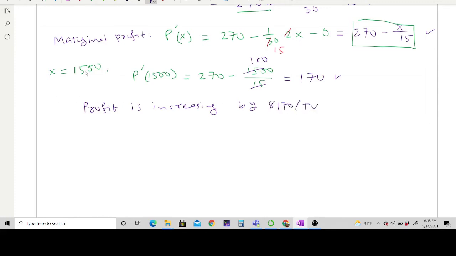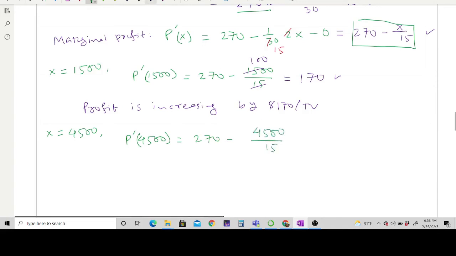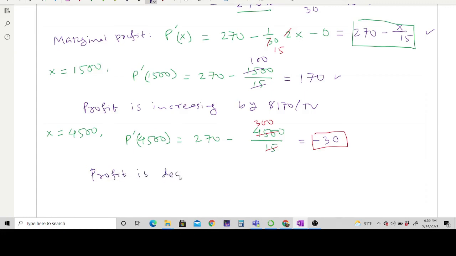per TV. Now when x equals 4500, what is the marginal profit? P prime of 4500 equals 270 minus 4500 divided by 15. Simplifying, that is 300, so 270 minus 300 is negative 30. In this case the rate of change is negative at x equals 4500. That means the profit is decreasing by $30 per TV.